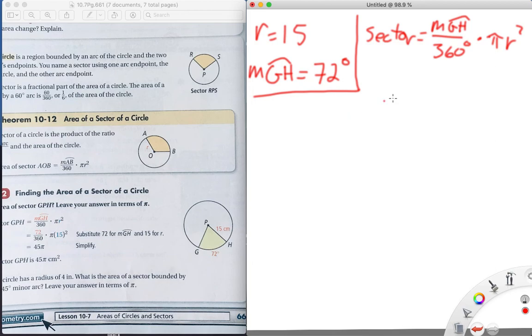So when we sub it in, we know that the measure of arc GH is 72, over 360, times pi times 15 squared. They want your answer in terms of pi. A lot of times when this happens, you're going to probably have some type of fraction over pi. So this is going to be 72 divided by 4.